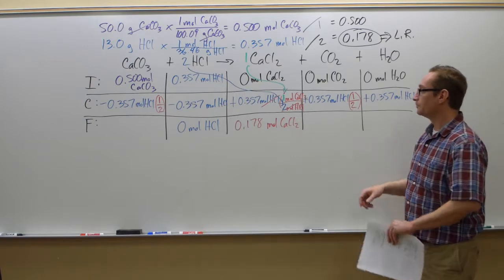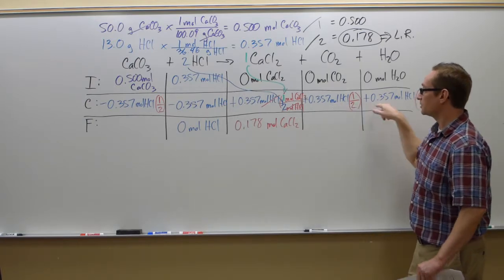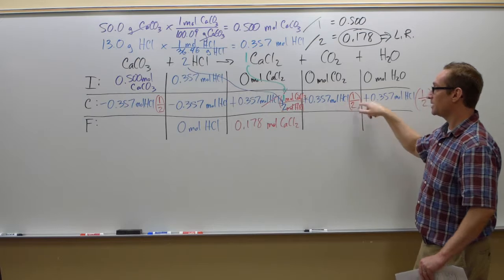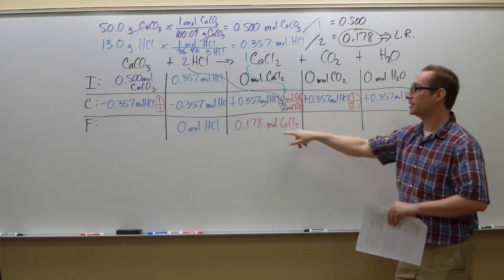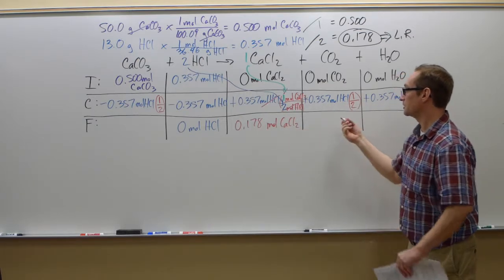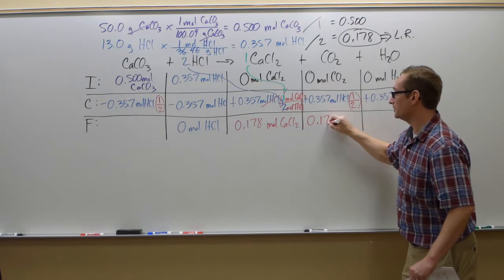All right. For the rest of the products here, 0.357 times a half gives me the same number as what I got here. So I'm just going to write that in here. I'm going to fill in this table.